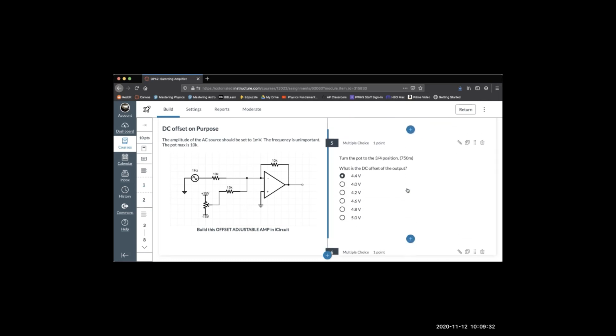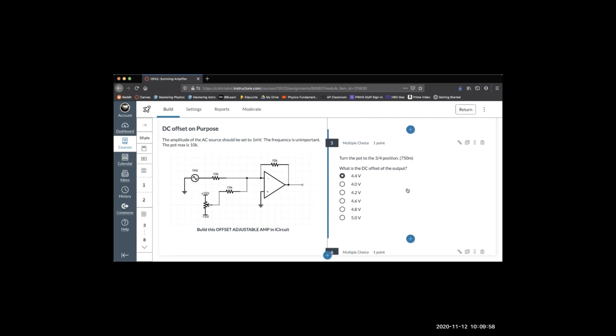Number 5, turn the pot to the 3/4 position. Now, I don't know why the potentiometers work this way, but in iCircuit, the potentiometer's slider position is between 0 and 999. And when you get to 1,000, it goes back to 1. I don't know what that means, and I don't know why it says an M next to it. I guess milli. I don't know why it's not expressed as a percent.